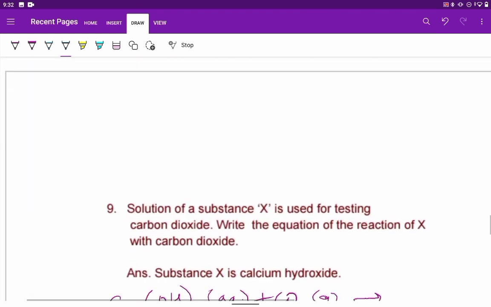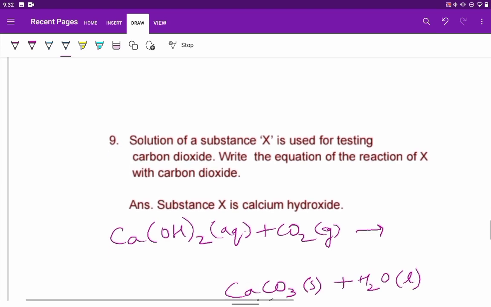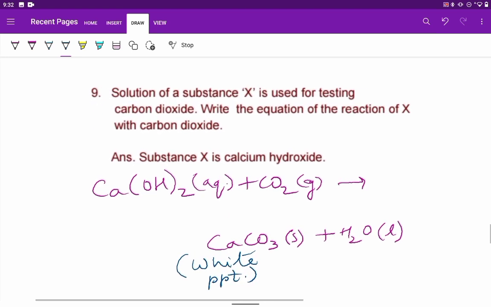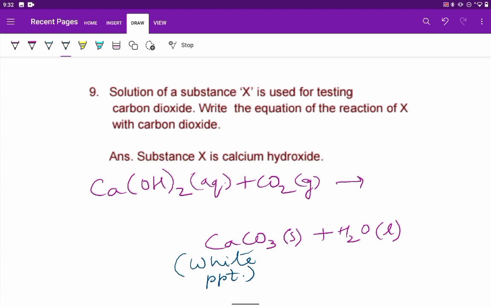One more very important question. Solution of a substance X is used for testing carbon dioxide. Write the equation of the reaction of X with carbon dioxide. So here the substance X is calcium hydroxide. The equation will be Ca(OH)2 aqueous plus CO2 gas gives CaCO3 solid plus H2O liquid. This CaCO3 is the white precipitate.